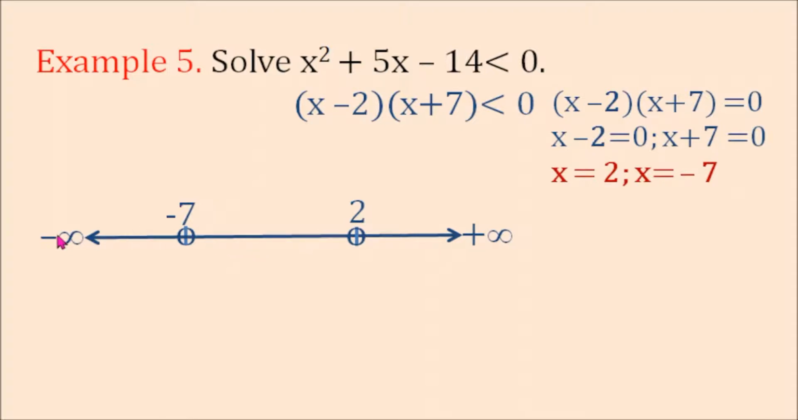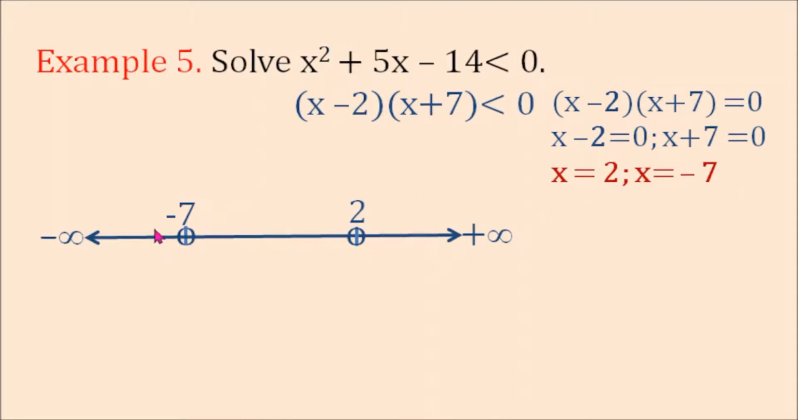Now, notice here that these two numbers, negative 7 and 2, divide our number line into 3 intervals. The first one is here, from negative infinity to negative 7. The second interval is from negative 7 to 2. And the third interval is from 2 to positive infinity. Which of these 3 intervals is or are solutions of our inequality?